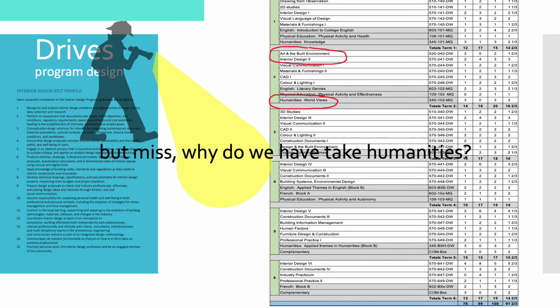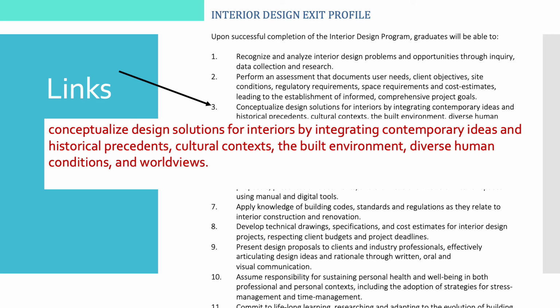When students in Term 2 now ask, "But Miss, why do we have to take humanities?" both the specific and general education teachers can point to the exit profile. Both the specific and general education faculty can now explain by pointing to the exit profile learning outcome number 3, and mention that interior designers design for people with different worldviews and different living conditions, and that ideas can be borrowed from different cultures and moments in history. And what a better place to learn about this than in the humanities courses.